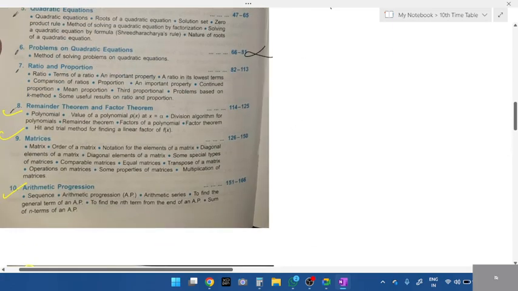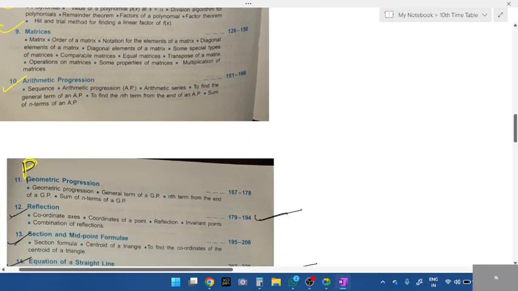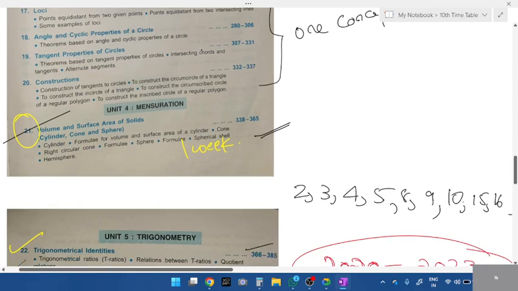So overall, we'll just skip problems on quadratic, students. Problems on quadratic in Feb. Okay, first we'll complete everything. Then in Feb, if you want, I'll teach you all problems on quadratic. Apart from that, just skip everything.